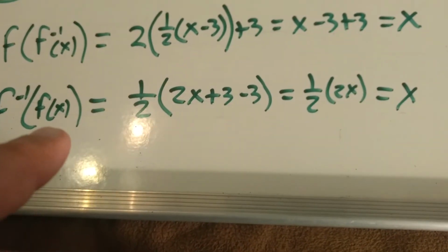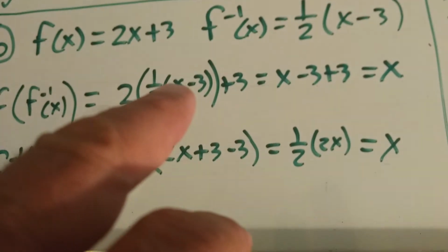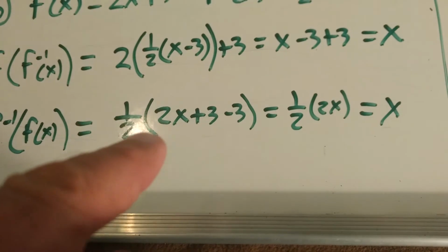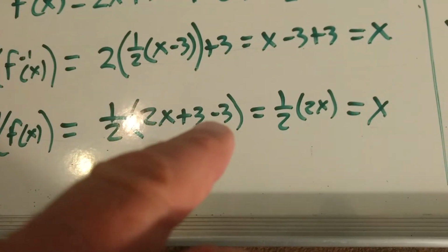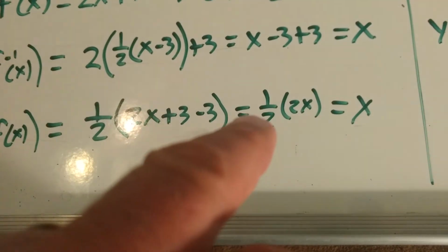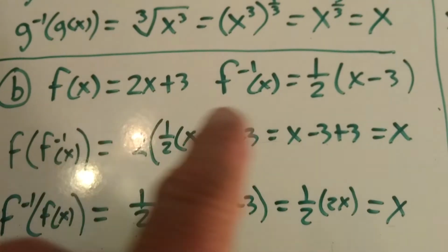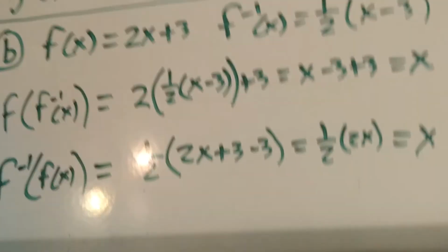Here, we're taking f of x and putting it in place of x. So we get 1/2 times 2x plus 3 minus 3. Well, plus 3 minus 3 cancels. 1/2 times 2x gives me x. So these two functions are inverses of each other.